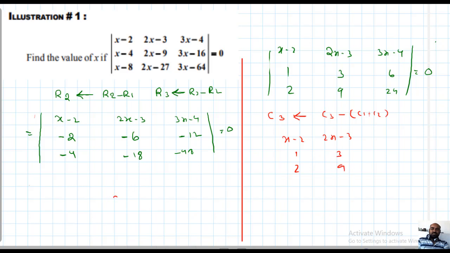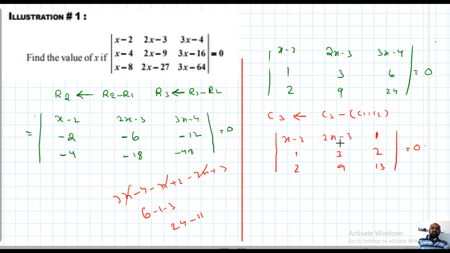Now this one, observe here: 3x minus 4 minus x plus 2 minus 2x plus 3. 2x, x, 3x get cancelled. What is this? 4 plus 2 is 1. Next 6 minus 1 minus 3 is 2. 24 minus, what is that, 13. Okay, this is also equal to 0.